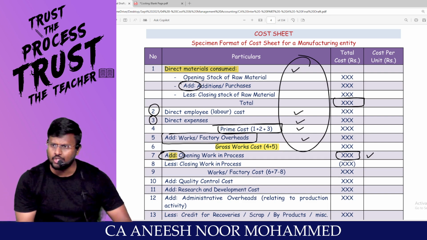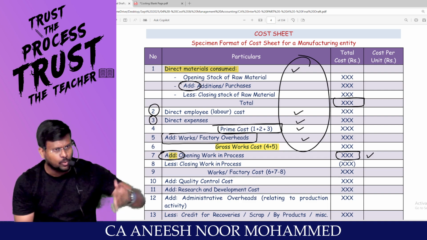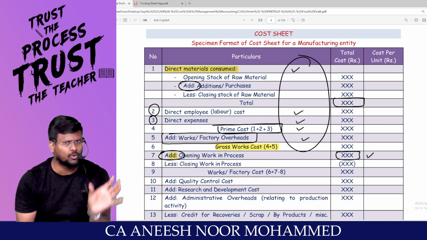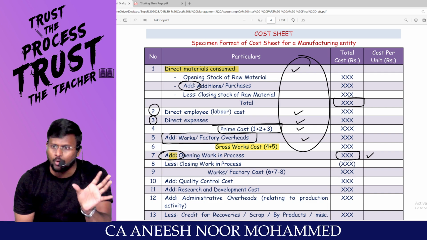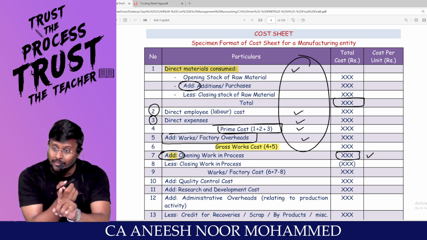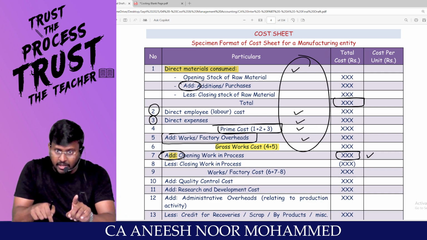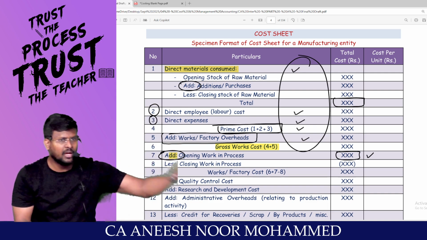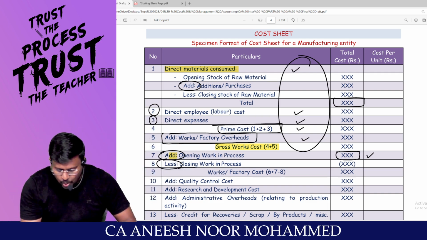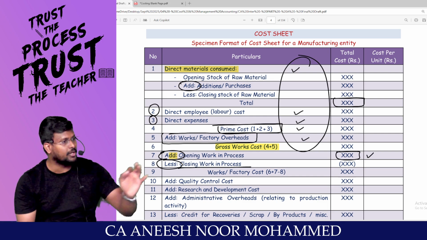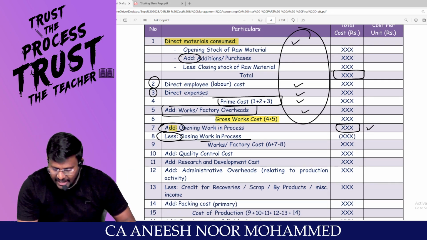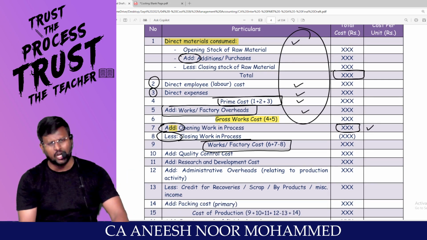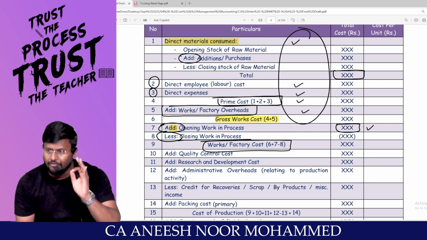My dear lovable students, will the entire work be completed during this period or will some amount be pending? Some amount will be pending. That I have introduced during this period but will be completing in the next period. That's why less closing stock of WIP. I will be getting the net factory cost. What factory cost? Or factory cost.